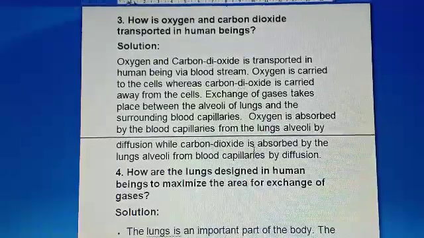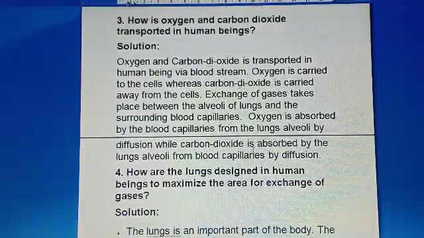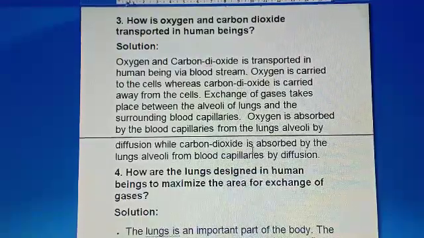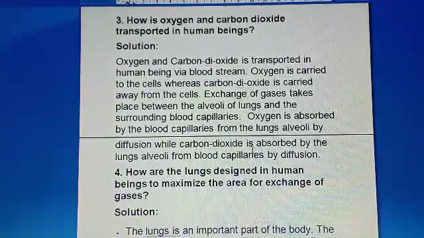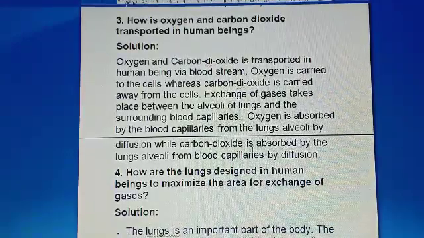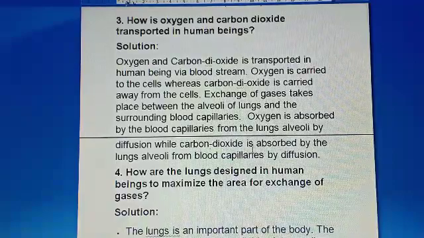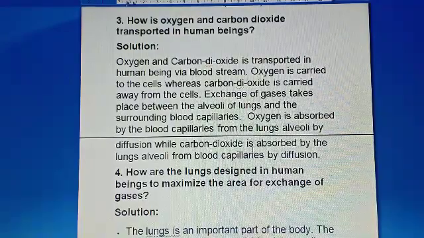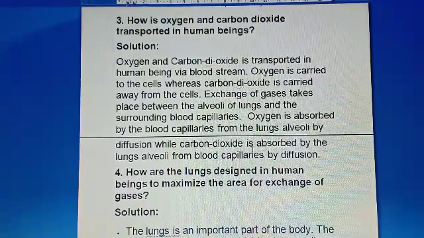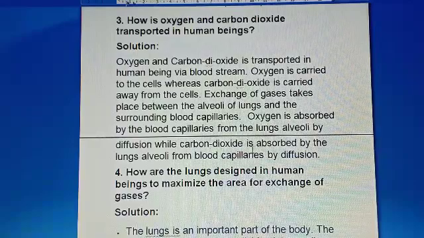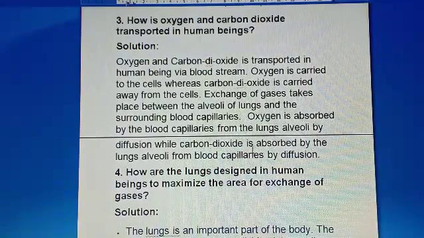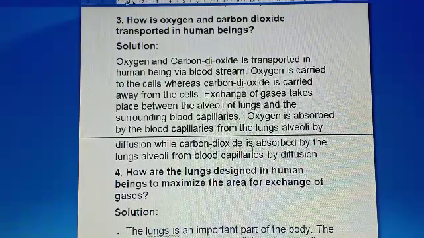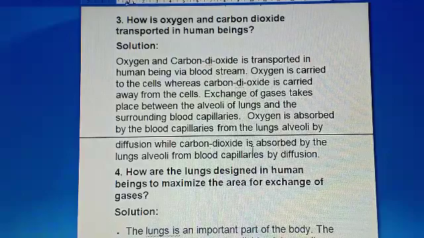How are oxygen and carbon dioxide transported in human beings? It means how the oxygen we consume and the carbon dioxide we remove, the inhale and exhale process, we have to describe. Oxygen and carbon dioxide are transported in human beings via the bloodstream. Oxygen is carried to the cells, whereas carbon dioxide is carried away from the cells.